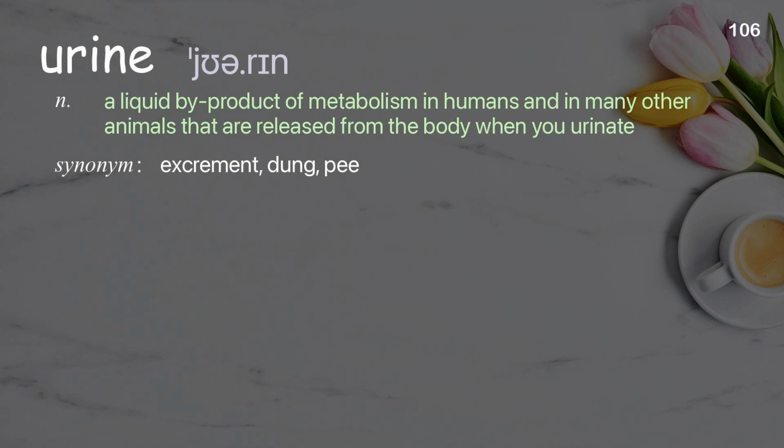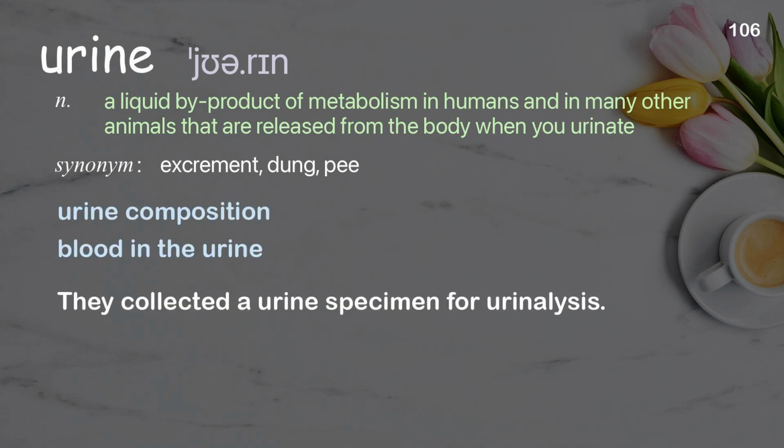Urine. A liquid byproduct of metabolism in humans, and in many other animals, that is released from the body when you urinate. Examples: Urine composition. Blood in the urine. They collected a urine specimen for urinalysis.